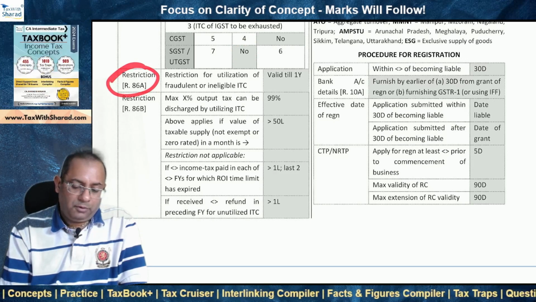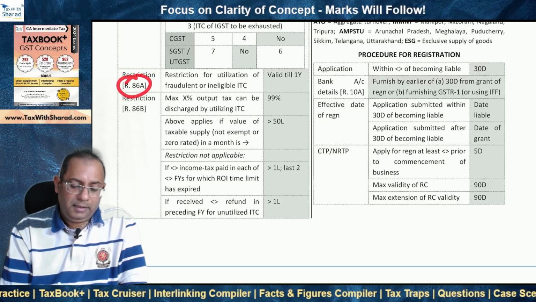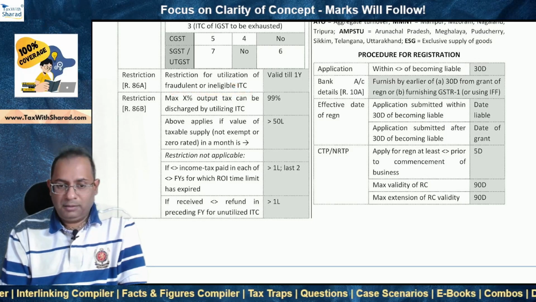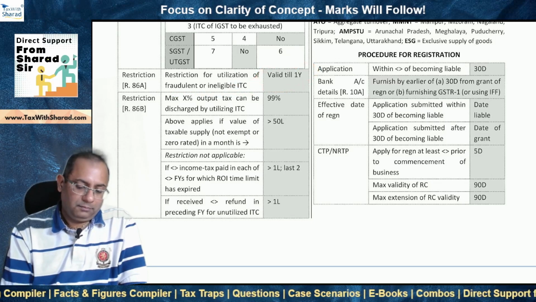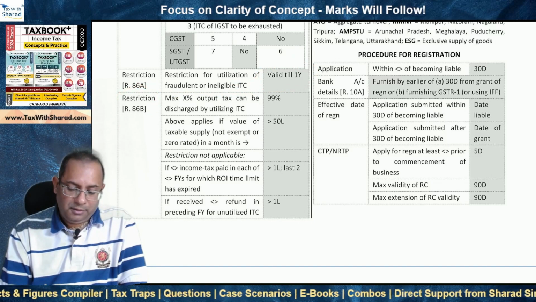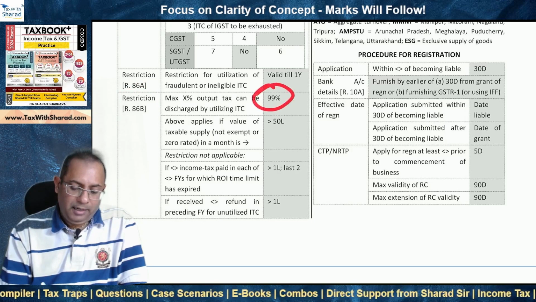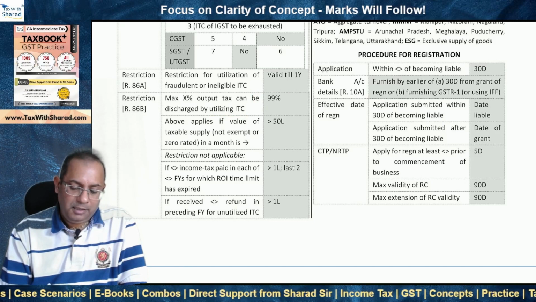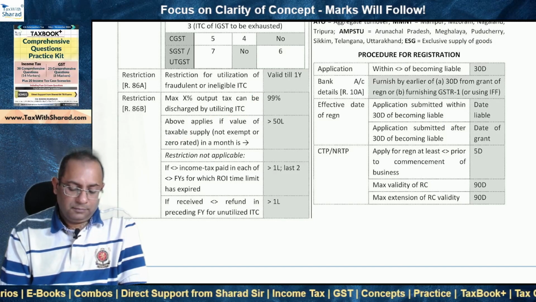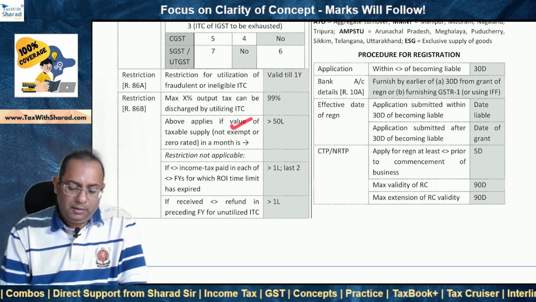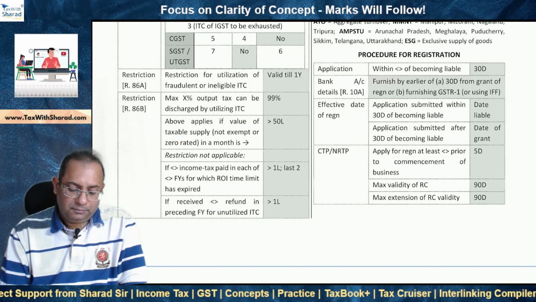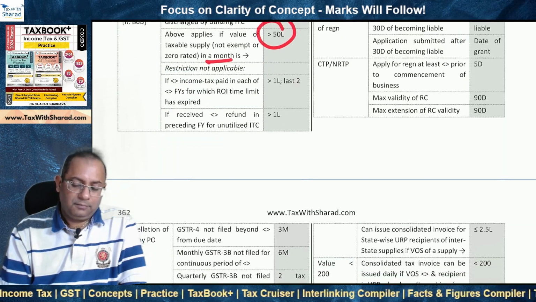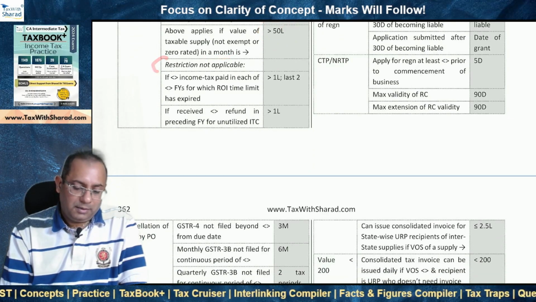There is a restriction in terms of utilizing ITC under Rule 86A, as per which utilization of fraudulent or ineligible ITC is restricted, but this restriction is valid for a period of 1 year. Rule 86B also provides for a restriction, as per which a maximum of 99% of output tax can be discharged by utilizing ITC. This restriction applies if the value of taxable supply, which does not include exempt supply or zero rated supply, in a month is more than 50 lakh. This restriction is not applicable in certain cases.